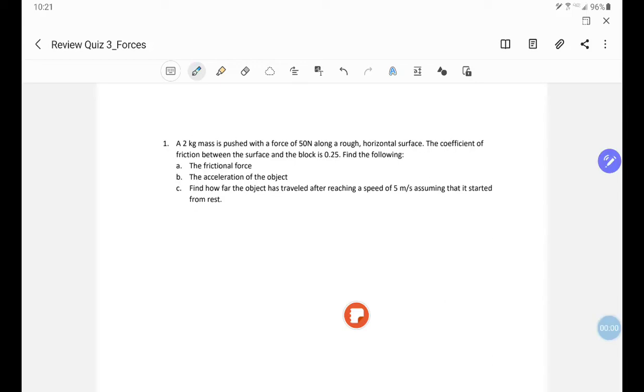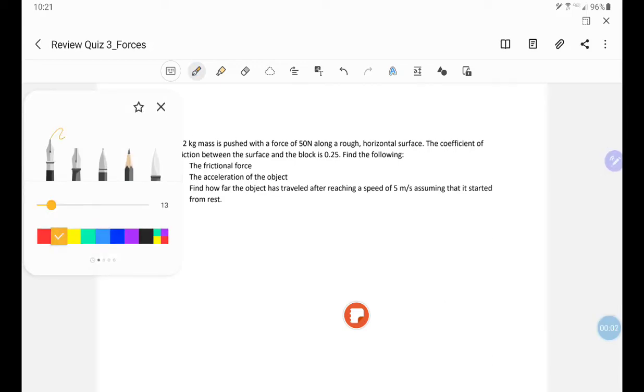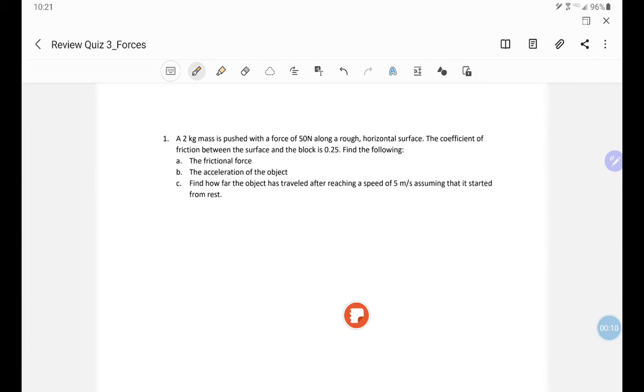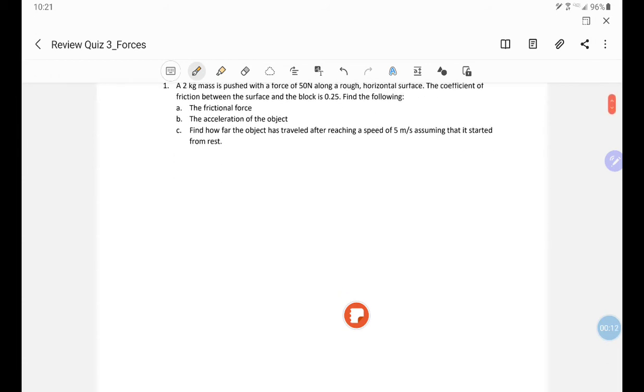Hi guys, I wanted to work this force problem for you. It says a 2 kilogram mass is pushed with a force of 50 newtons along a rough horizontal surface. The coefficient of friction between the surface and the block is 0.25. Find the following. We want to start with the frictional force.